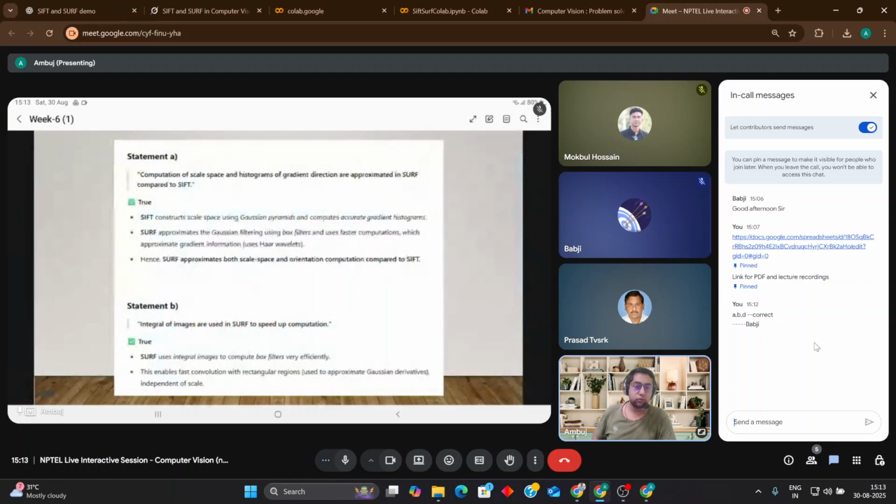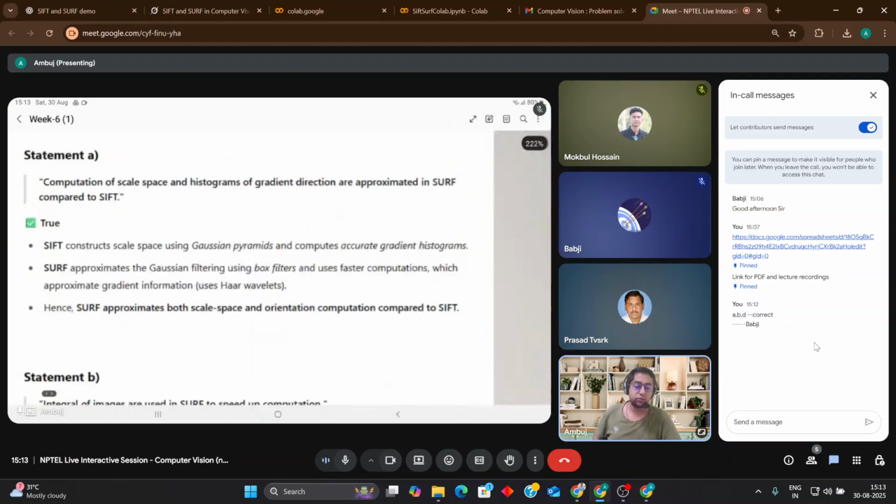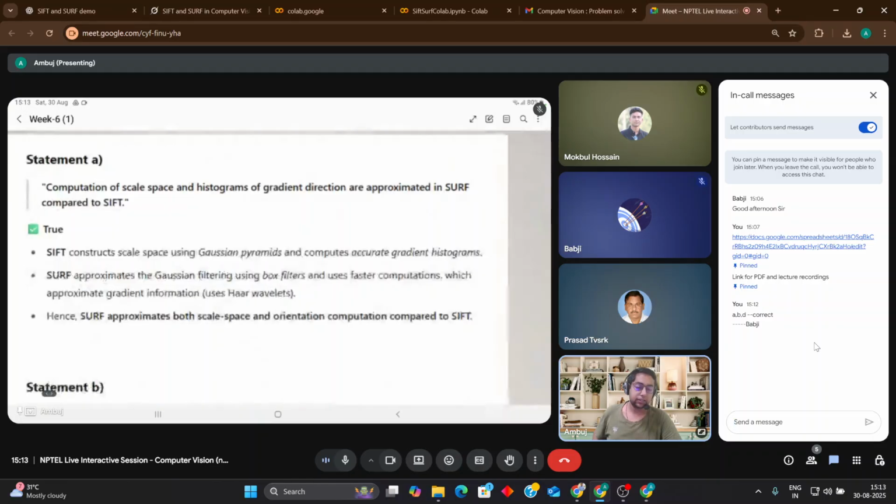First of all, you have to understand it statement-wise. Computation of scale space and histograms of gradient direction are approximated in SURF compared to SIFT. SIFT constructs scale space using Gaussian pyramids and computes accurate gradient histograms, as you already know, and SURF approximates the Gaussian filtering using box filters and uses faster computations. I will demonstrate both of these concepts within this lecture.